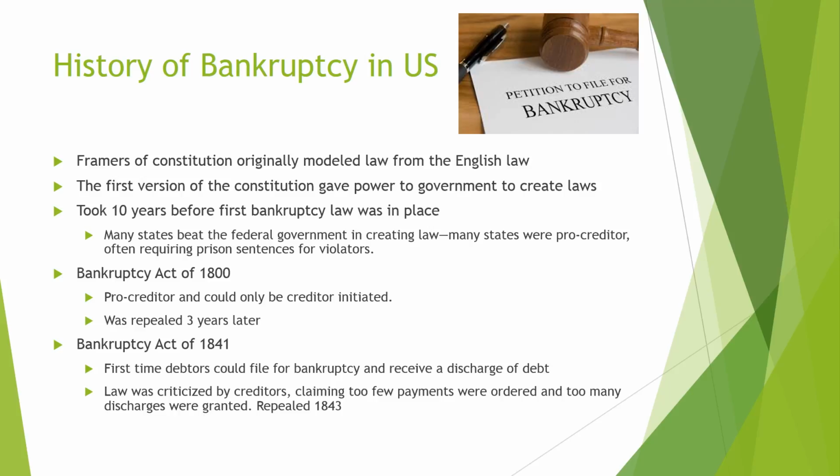The Bankruptcy Act of 1841 was the next act that came around, and this was the first time debtors could file for bankruptcy and receive a discharge of debt. The law was criticized by creditors, claiming that too few payments were ordered and too many discharges were granted. It was very pro-debtor at this point, and it seemed like the difference between the Bankruptcy Act of 1800 and the Bankruptcy Act of 1841 was basically pro-creditor and then pro-debtor.